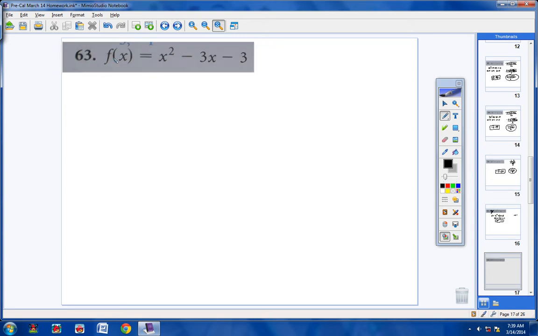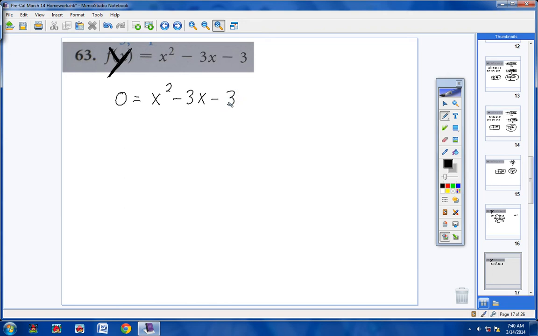Well, they want us to find the zeros, which means we're looking for the x-intercepts, which means we're going to put a y here. And now, anytime you're looking for x-intercepts, you put a 0 in for y. If I was looking for the y-intercept, I would put zeros in for x's. So here we go. Let's put a 0 in for y because we're looking for x-intercepts. And let's see if we can factor this. I don't think we can.